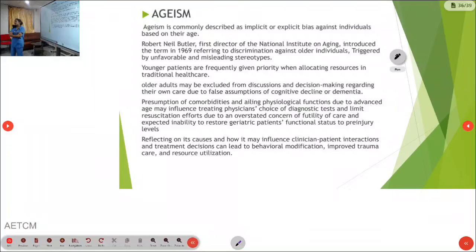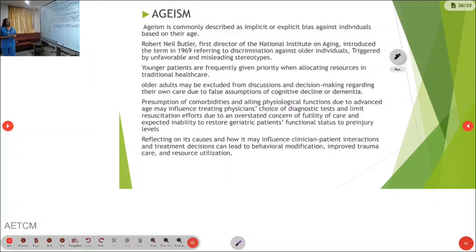Ageism is also a new concept that is added in the ATLS 11th edition. Ageism is commonly described as implicit or explicit bias against individuals based on their age. It was first described by the first director of the National Institute on Aging, Dr. Robert Butler, in 1969, referring to the discrimination against old individuals triggered by unfavorable or misleading stereotypes.